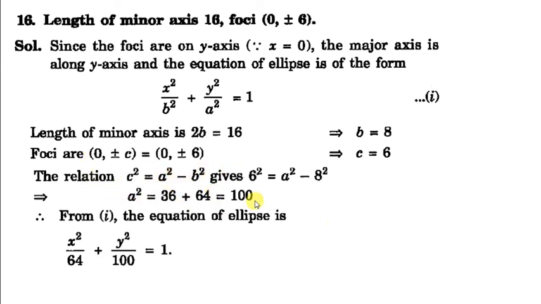c square. So a square is 100, so we can write the equation now as x square upon b square, b is 8, so it becomes 64, plus y square upon a square, and a square is 100, so y square by 100 equal to 1. So this is the equation of the ellipse.